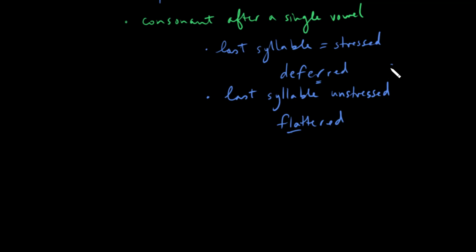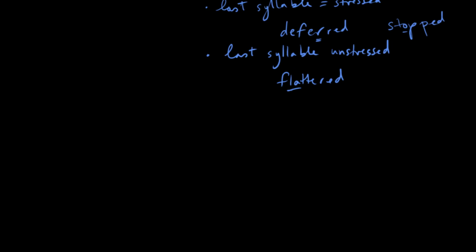One more example here. If we use something like stop, you can hear this is an O, that's a vowel before a consonant, and in this case there's only one syllable. So by nature we're going to stress this, and that's why again we double the consonant. It becomes stopped.